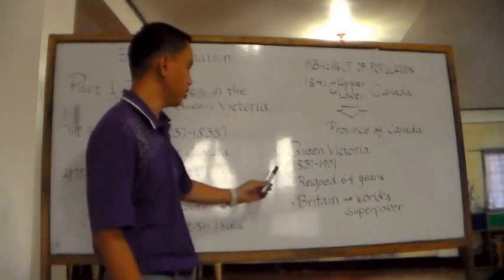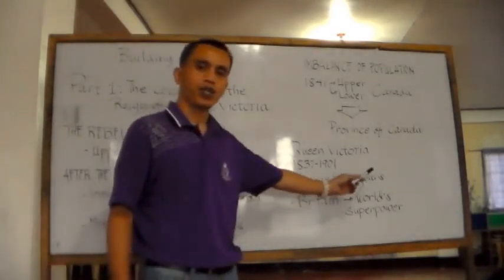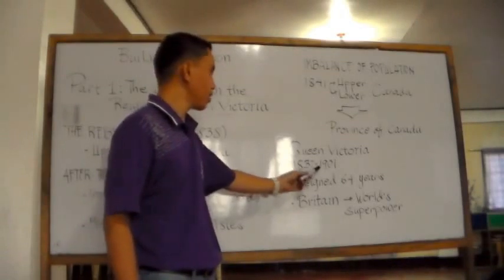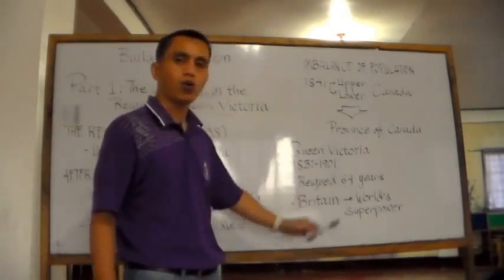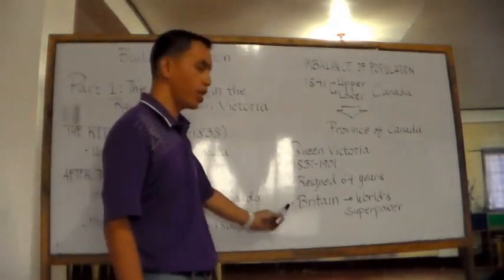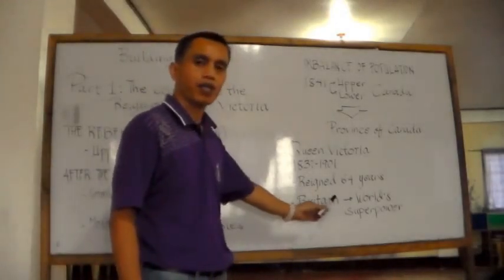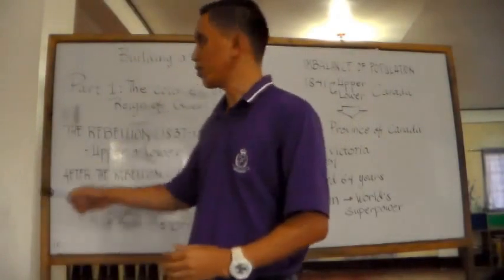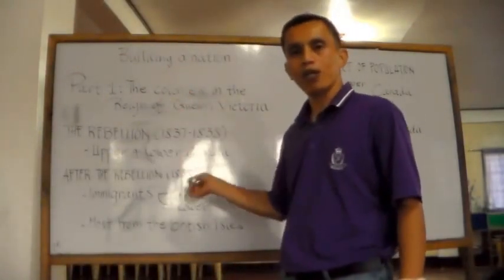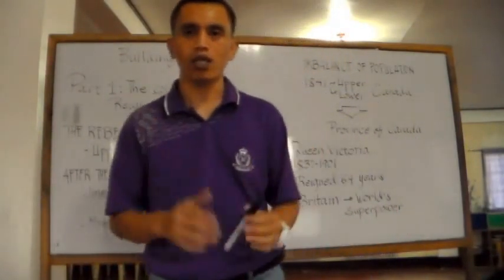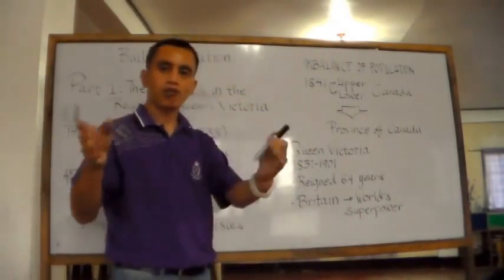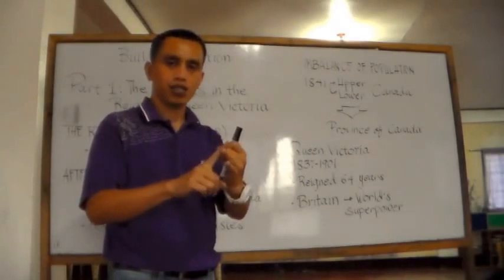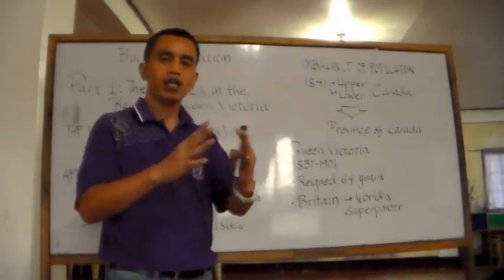Now, let's take a look at Queen Victoria. Queen Victoria reigned for 64 years, from 1837 to 1901. She reigned over the British Empire, and she taught the British people, or the Victorians, the people who lived during her reign, good morals, good attitudes, good values, and many more.